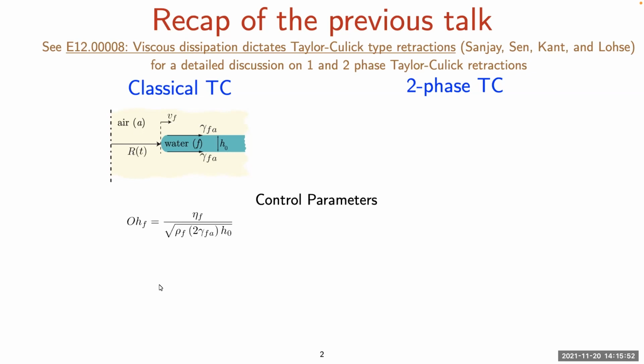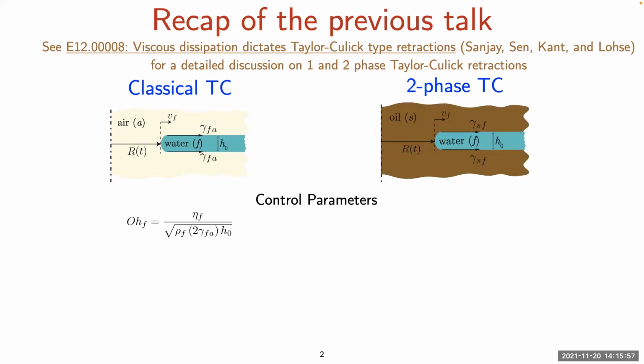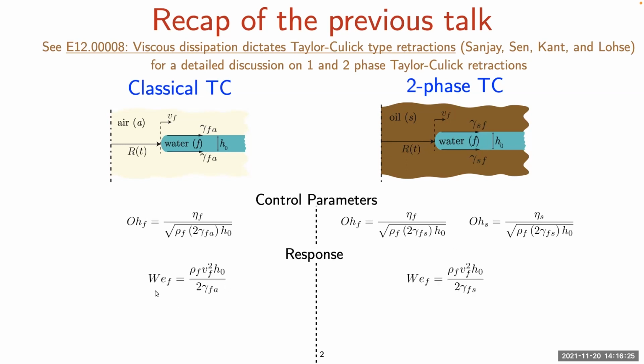The control parameter in that case would only be the Ohnesorge number of the film, which is water, while in the two-phase scenario, we have a water film surrounded by oil. Here, the density and viscosity of the oil phase is also important. And we have two control parameters here, the Ohnesorge number of the film and the Ohnesorge number of the surrounding, where eta denotes viscosity, rho denotes density, and gamma denotes the surface tension. The response parameter is the Weber number of the retracting film, where Vf is the film retraction velocity.